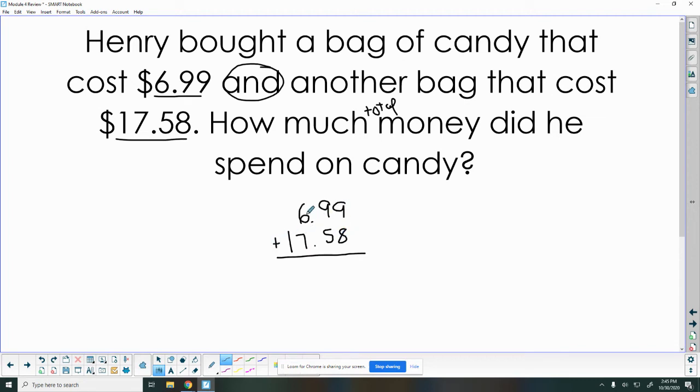So my 9 and my 6 and 7 are lined up because they're in the ones place. My decimals are lined up. So 9 plus 8 is 17. 9 plus 1 is 10, plus 5 is 15. Here's my decimal. 6 plus 1 is 7. 7 plus 7 is 14. 1 plus 1 is 2. So he spent a total of $24.57 on candy.